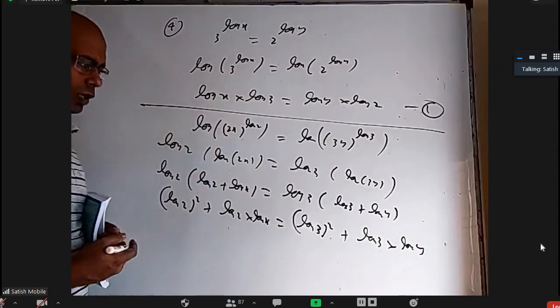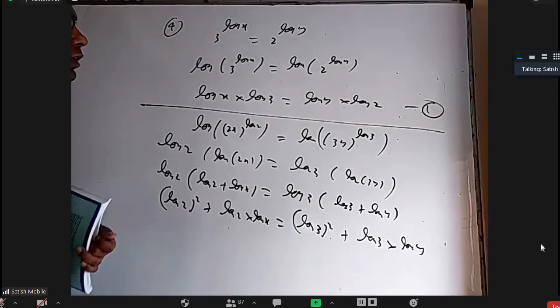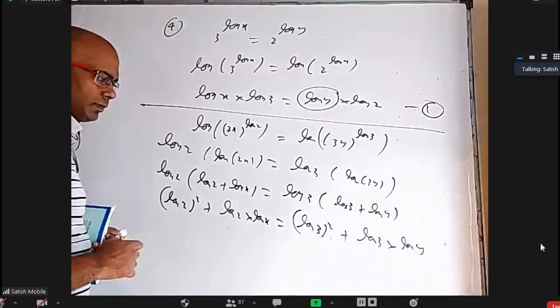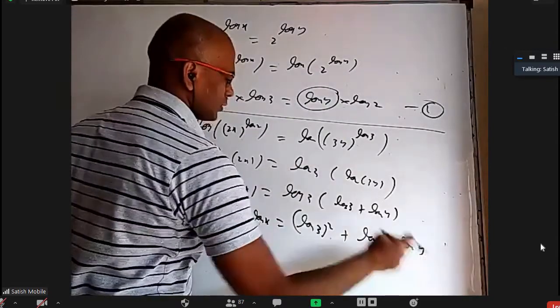Two equations and two unknowns. If you want to solve, you eliminate log x, you'll get log y. You eliminate log y, you'll get log x. For example, in the place of log y, what I can write? Log x into log 3 by log 2. That I can substitute here.